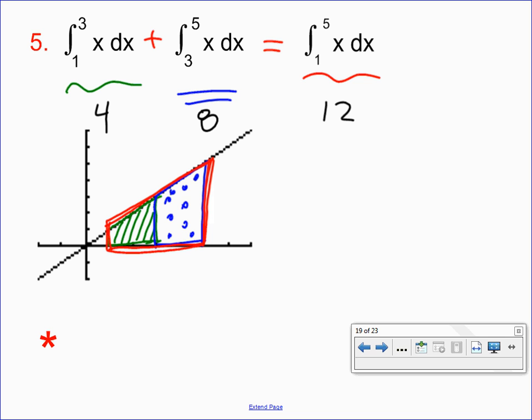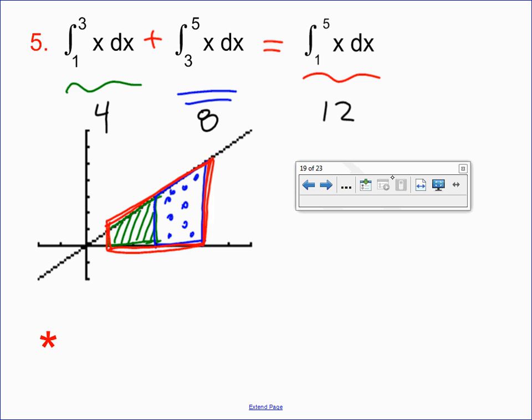What's my property? Well, I can break up an overall definite integral at any x value in between, and then take the sum of the individual definite integrals to get the overall whole. Conversely, I could start with the whole and take away a part and be left with the other part. And so we could have started at my 1 to 5, take away the 3 to 5 contribution of 8, and I'd be left with 4. So part plus part equals whole.